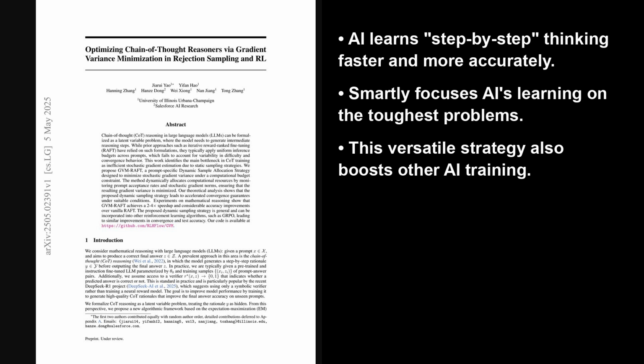We are looking at a research paper from Hugging Face's trending list published just 4 days ago, titled Optimizing Chain of Thought Reasoners via Gradient Variance Minimization in Rejection Sampling and RL. This paper focuses on making large language models better at chain of thought reasoning, that is, thinking step by step. It identifies a key bottleneck in current training, inefficient estimation of the stochastic gradient, which is like a compass for learning. So this research paper proposes GVM-RAFT, a dynamic strategy to improve this.